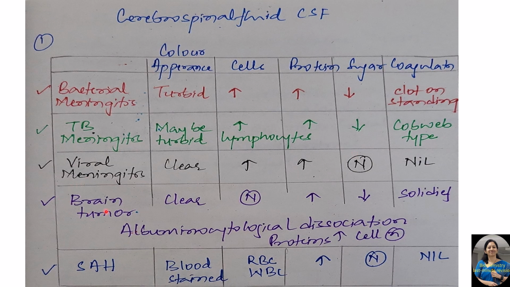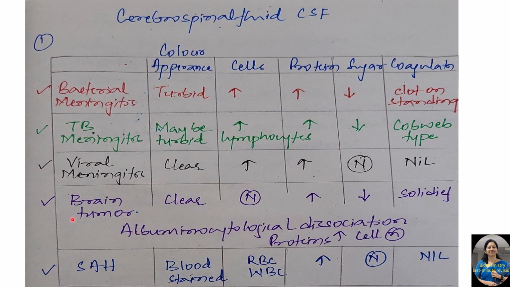Now, coming to brain tumor, with any tumor within the brain, the color of the CSF remains clear. Cell count is normal, whereas proteins are increased and sugar is decreased, and the CSF will solidify when kept for a longer time. This is the characteristic feature, that is albuminocytological dissociation. It means that there is increased concentration of albumin, whereas the cells are normal. This albuminocytological dissociation is a characteristic feature of brain tumor.